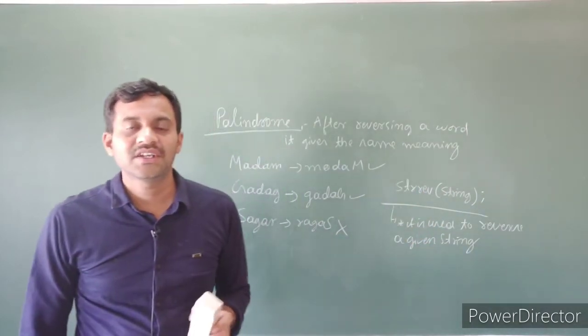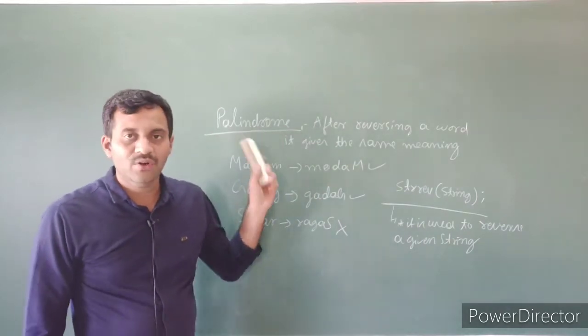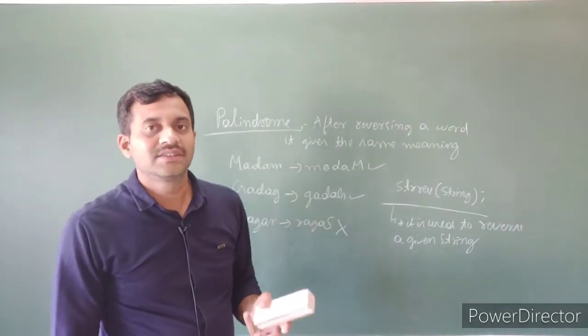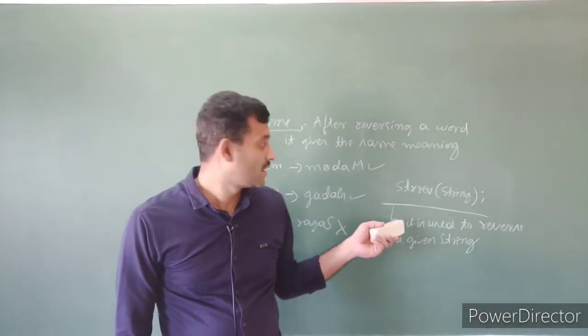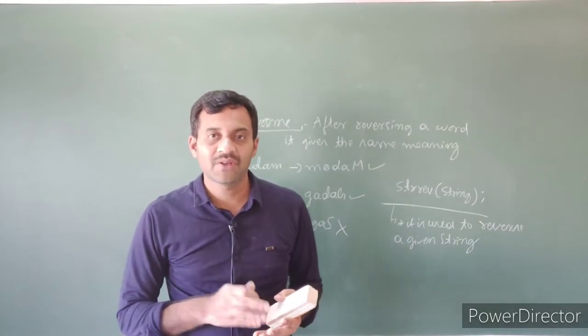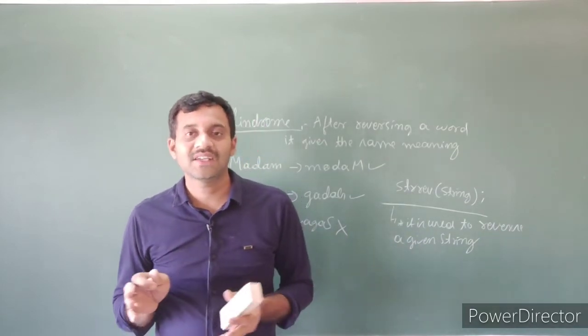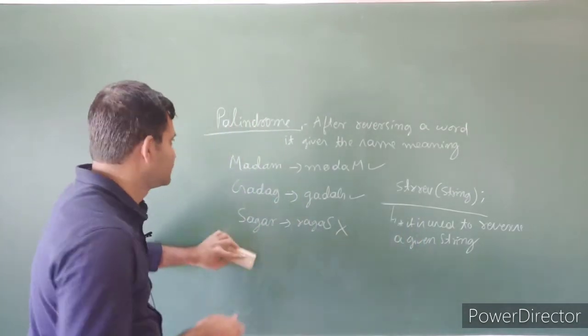It also belongs to the header file string.h. Totally, the palindrome program needs three functions. One is strrev, another one is strcpy, another one is strcmpi. How does it work? See here.